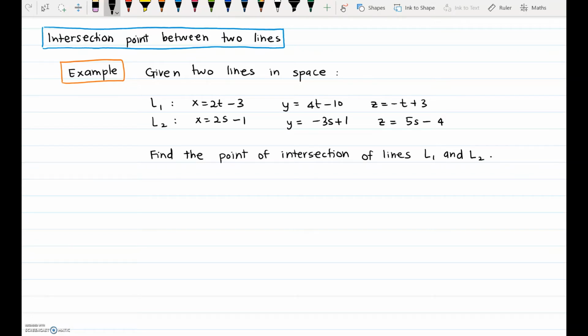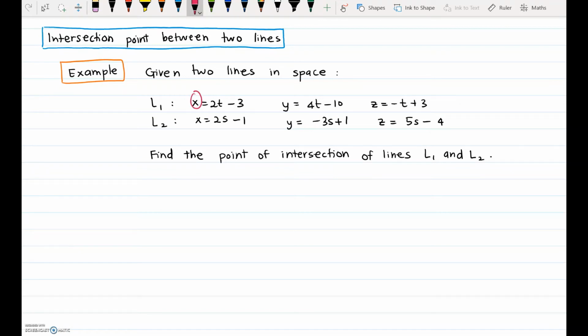Now we want to find the point of intersection of lines L1 and L2. Firstly, again, we have to find the intersection point, meaning here we will use simultaneous equations. So let's see, the simultaneous equations that we can write here are for x, y, and z.